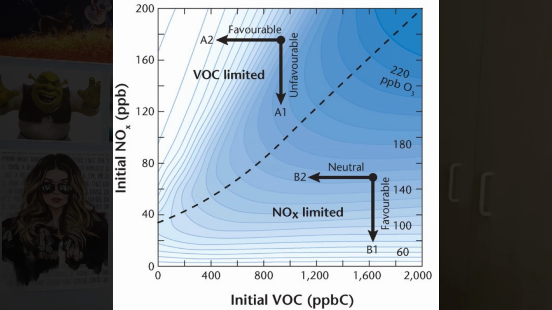Now let's concentrate on the VOC limited region. In the VOC limited region, decreasing VOC is favorable, meaning it will lead to a reduction in ozone concentrations. At the same time, decreasing NOx is unfavorable as it will lead to an increase in ozone concentration, which we do not want. Likewise, in the NOx limited region, we see that decreasing VOC is favorable, while changing NOx in any way, increasing it or decreasing it, pretty much does nothing to the ozone concentrations.